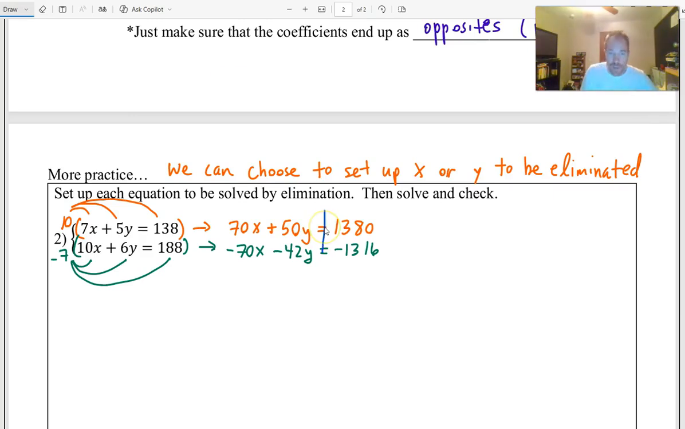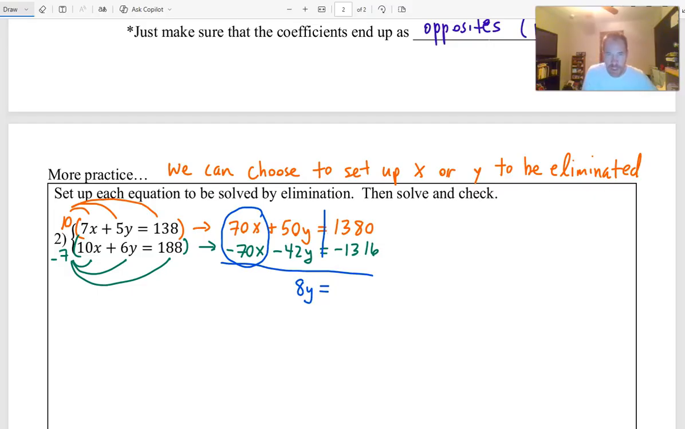All right, so now that I've got those opposite coefficients, x is going to cancel here. Again, remember, I could have set y up to be eliminated. I chose to do x, but this will be 50 plus negative 42, that's 8y. Here, I think this is going to be 64. I'm going to double check on the calculator though.